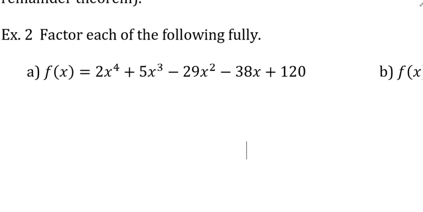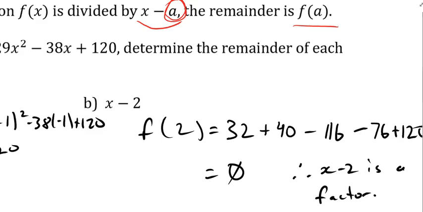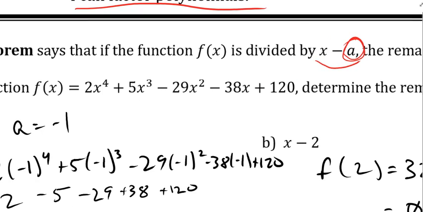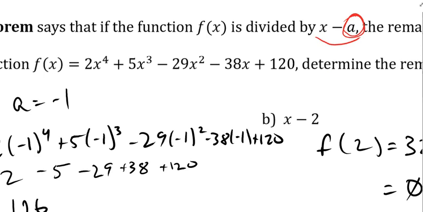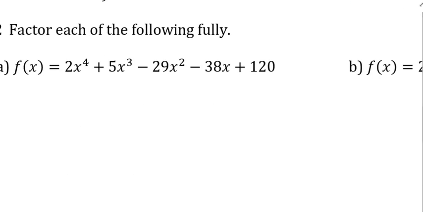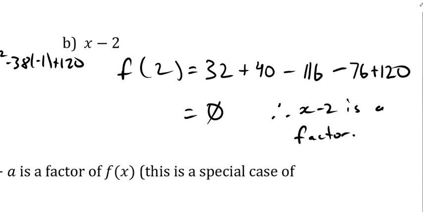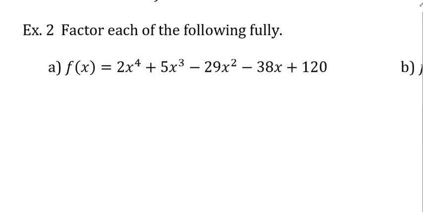Now, some of you might have noticed that this is the function we already looked at right here, I believe, right? 2x to the 4th, 5x cubed, 29x squared, 38x, and 120. It's the same one. So we already know that x minus 2 is a factor because f at 2 gave us 0. On my calculator, I would just try a bunch. There is a little trick that if you have a hard time doing it without writing it down on scrap paper, I can show you how to keep track of the different ones you try.